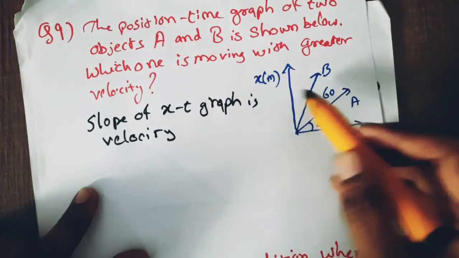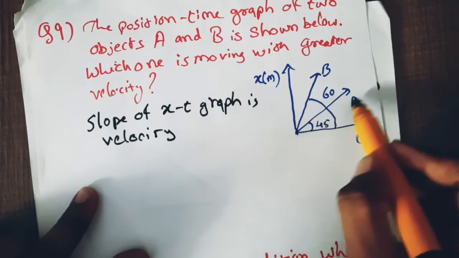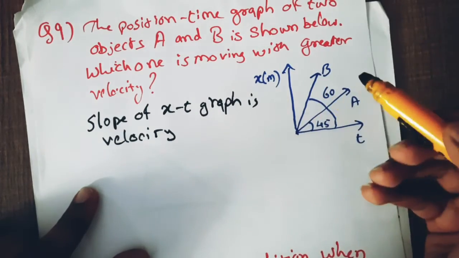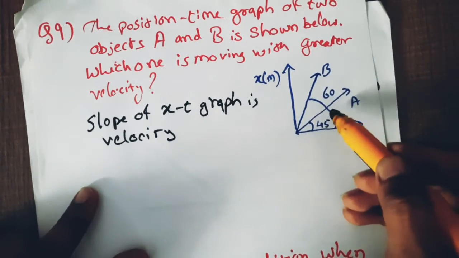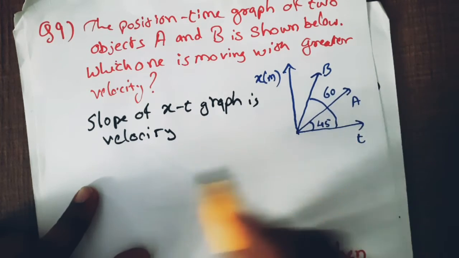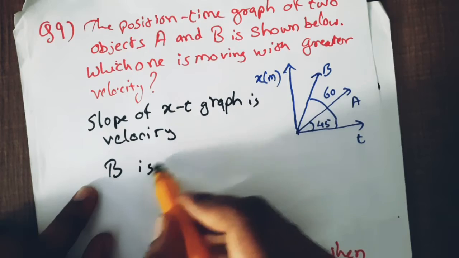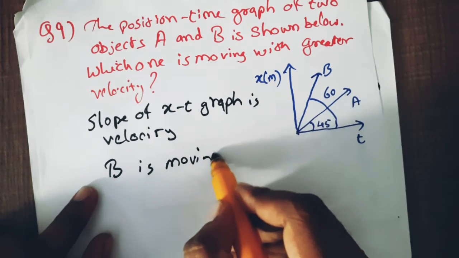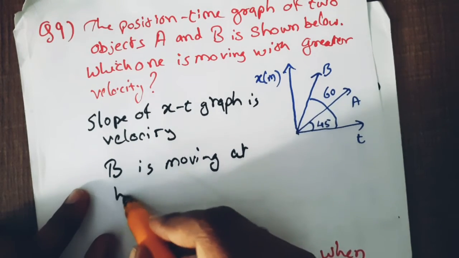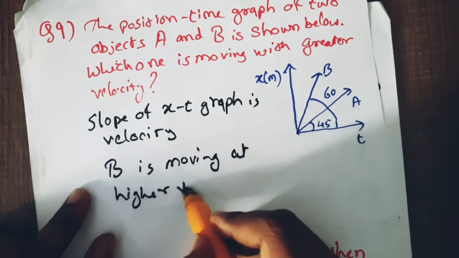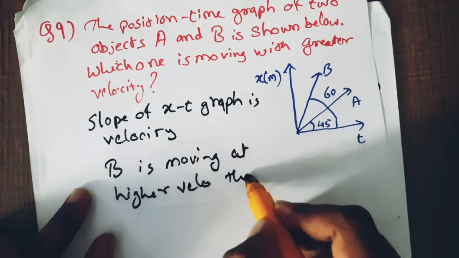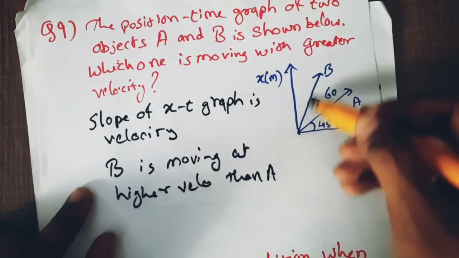So slope of this graph is velocity, and if you look at slope of A and slope of B, slope of B is more, since the angle is more. Tan of 60 is more than tan of 45. So we can say B is moving at higher velocity than A, since its slope is more.